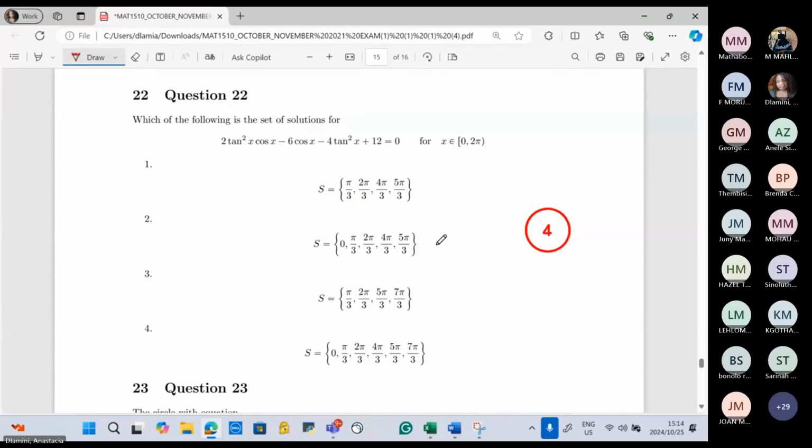Okay. Question 22. Which of the following is the solution for this? What was the answer? What is the solution, guys? Which one did you get? Or should I stop the recording? You do it and then we come back. No, we do it now.